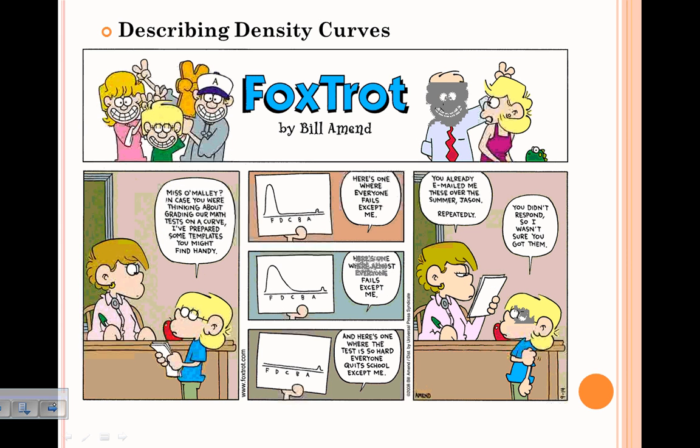Okay, this is funny. Ms. O'Malley, in case you weren't thinking about grading our math tests on a curve, I've prepared some templates you might find handy. So he says, here's one where everybody fails except for me. So this is him right here. It's kind of funny. Here's one where almost everybody fails except for me. And here's one where the test is so hard, everybody quits except for me. Anyway, so I thought that was pretty cute for your density curves. Thought you might like that.